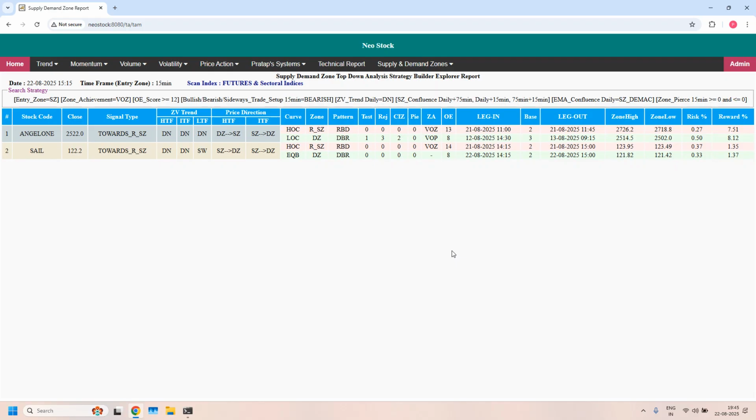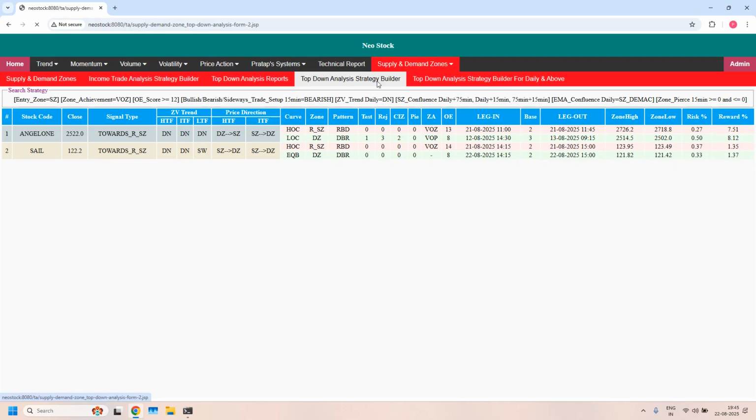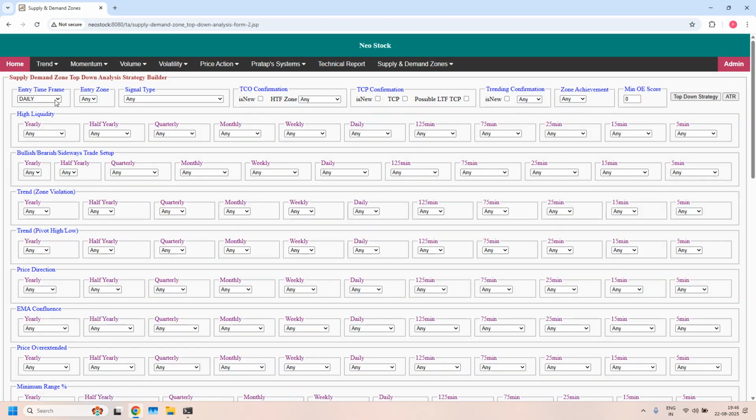So we have completed daily income trade reports. So next, let us generate hourly income trade reports. For hourly income trade, entry time frame is 5 minutes. Entry zone is demand zone for sideways long trade setup. And also bullish or bearish or sideways trade setups at entry time frame 5 minutes. I am selecting sideways long.